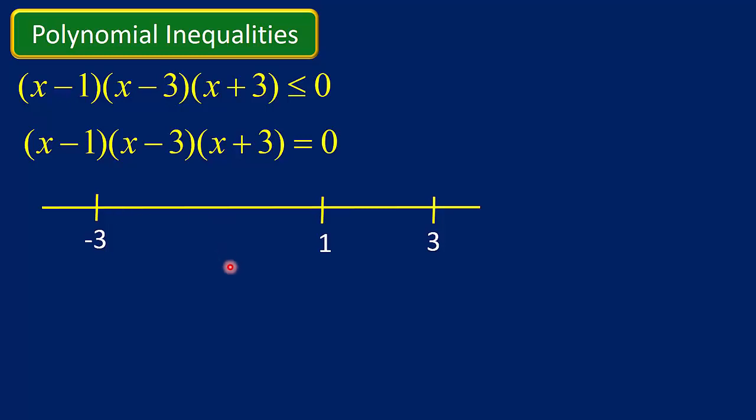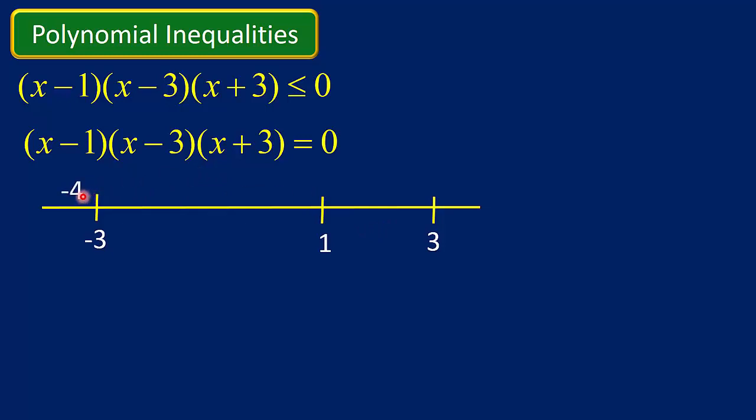Now, what we've done here is divide the number line using these boundary numbers, -3, 1, and 3. And that divides the number line into 4 regions. Everything to the left of -3, everything between -3 and 1, everything between 1 and 3, and finally, everything bigger than 3. So I'm going to pick representative numbers from each one of these regions.